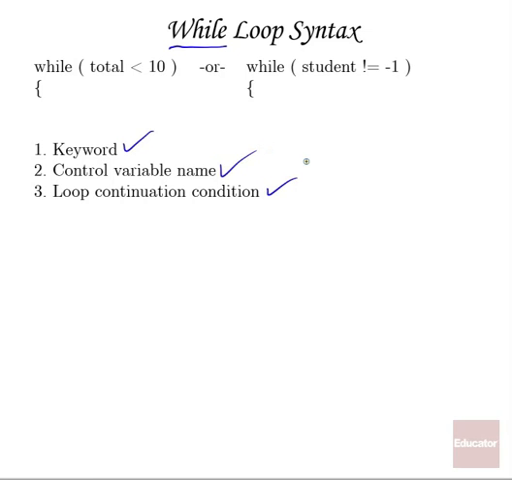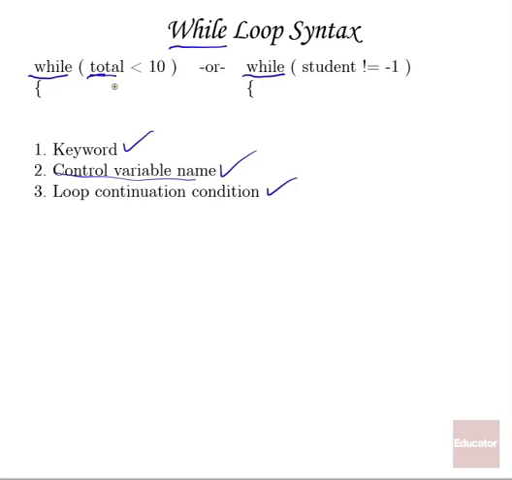Now, we've got two examples here. First of all, while is the keyword for a while loop syntax example. So in both of these examples, we've got the keyword while leading it off. Then we want to have the control variable name. In this instance, the variable inside the parentheses here is total. So we're keeping track of a total, and we're saying, while the total is something, keep that loop running.